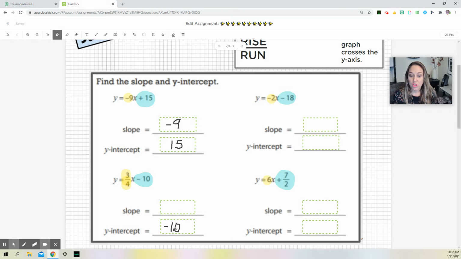The slope and the y-intercept can be whole numbers, they can be fractions, it doesn't matter. They can be positive or negative. So the slope on this one here, the number right in front of the x, is 3/4. So those are identifying the slope and the y-intercept from an equation.